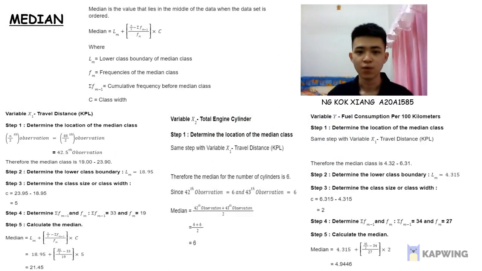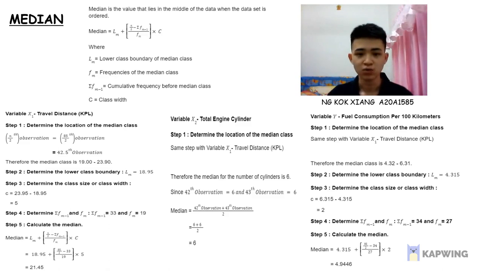To find the median for variable X1, travel distance, first determine the location of the median class by using total sample size divided by 2. Therefore, the median class is 20.90 to 23.90. Next, determine the lower class boundary, which is 20.95. The third step is to determine the class size or class width, which is upper boundary minus lower boundary, and the answer is 5. Step 4 is to determine the frequency of the median class and the cumulative frequency before the median class, and the answer is 90 and 33. Lastly, we substitute the values into the median formula and the answer is 21.45.